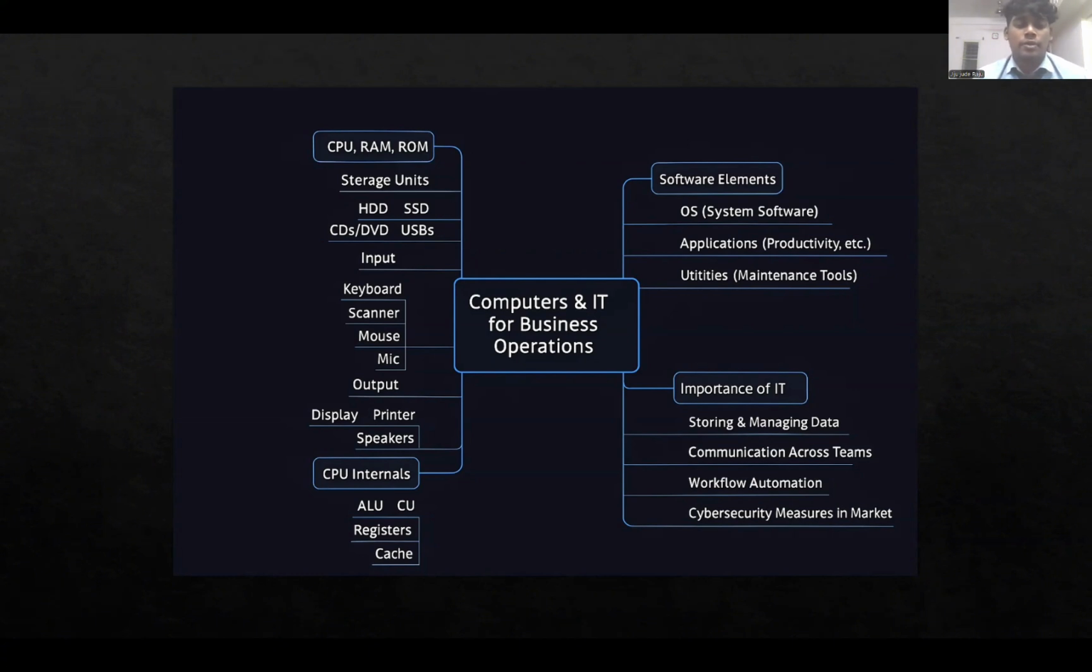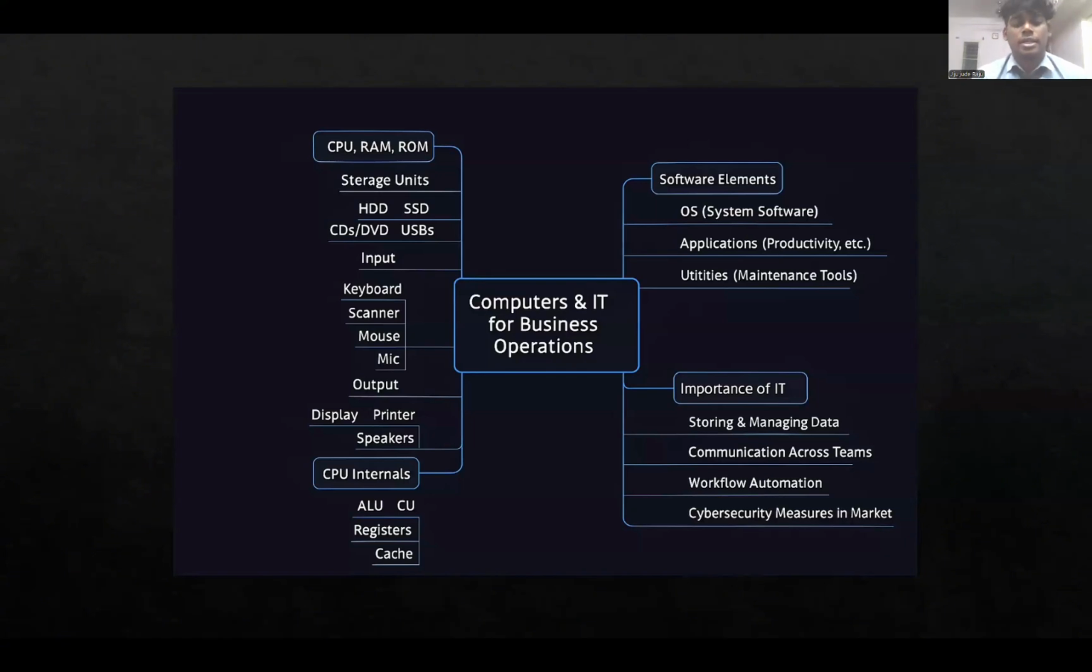Inside a CPU, we have several critical components such as the ALU, also known as the arithmetic logic unit. This is used for mathematical operations. And we have the CU, the control unit, which directs processes. And we have registers for temporary data storage, and cache memory to speed up access for frequently used data. These elements work together to process data efficiently and keep the system running smoothly.